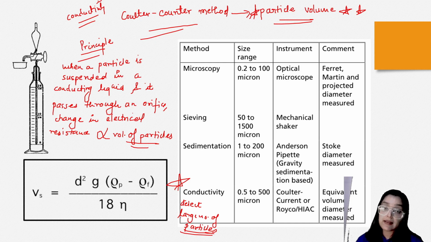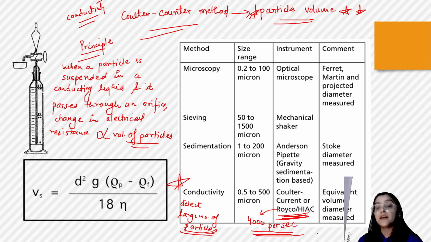They can help you count a large number of particles, including the instrument that has been mentioned here. This instrument also works on the basis of conductivity, the Coulter Counter method. This can determine up to 4,000 particles per second. Such an amazing thing. It can count up to 4,000 particles per second. Okay, very important from your exam point of view.